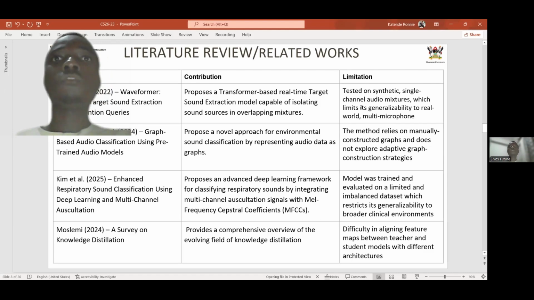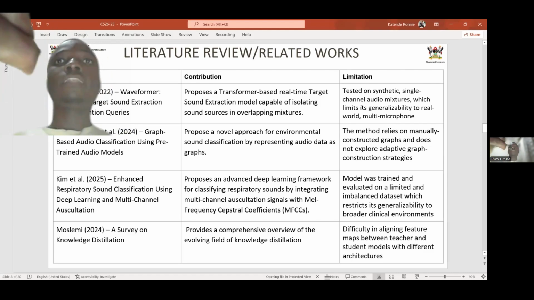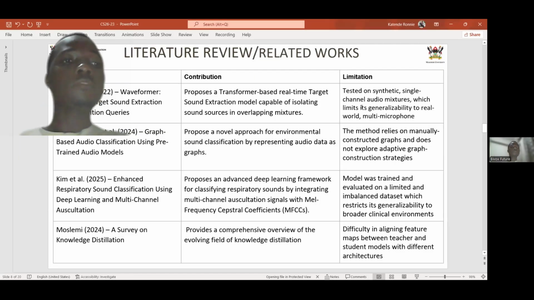it limits the model to do what? To focus so much on the real world problems.